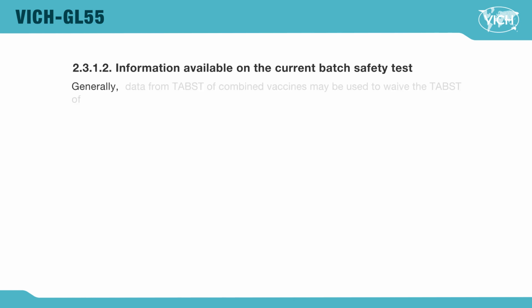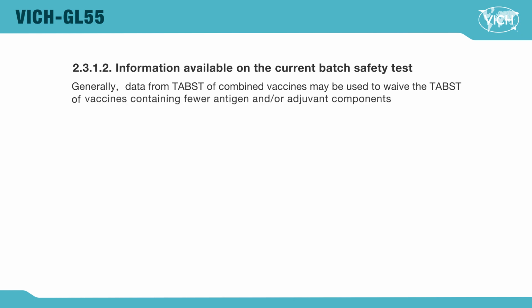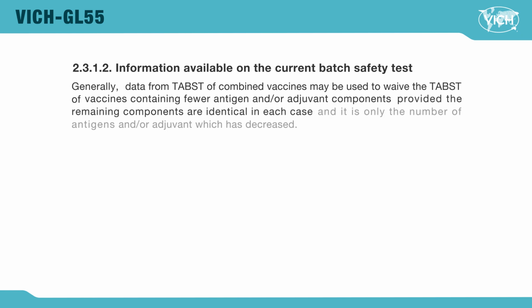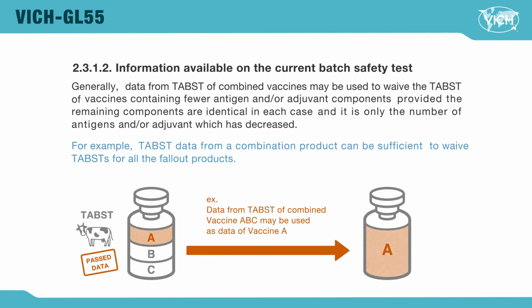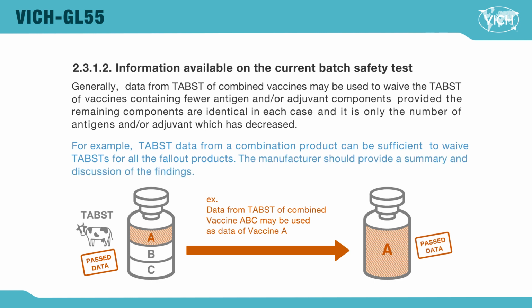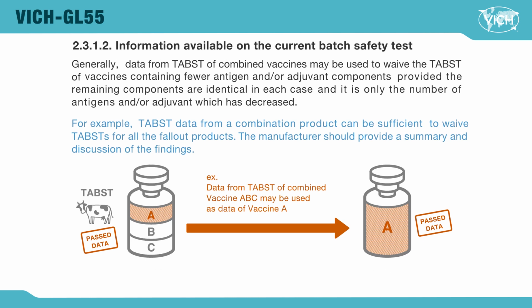Moreover, as a general rule, data from the TABST of combined vaccines may be used to waive the TABST of vaccines containing fewer antigen and/or adjuvant components, provided the remaining components are identical in each case, and it is only the number of antigens and/or adjuvants which has decreased. For example, TABST data from a combination product can be sufficient to waive TABSTs for all the fallout products. The manufacturer should provide a summary and discussion of the findings.